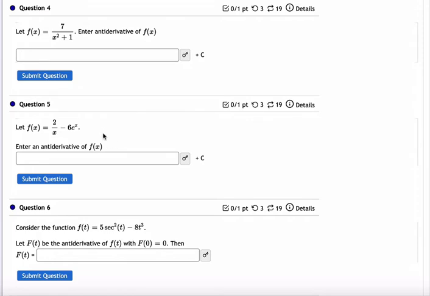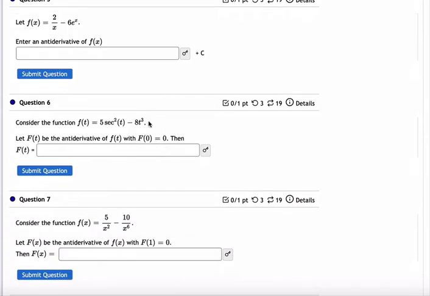Question 5 is similar to some of the ones above, but be careful. You see this and you're like, oh yeah, 2 times x to the negative 1 power. I'll apply the power rule. Remember, this is the case where the power rule does not apply, so there'll be something else you'll have to do there. Over here, you see secant squared of t.